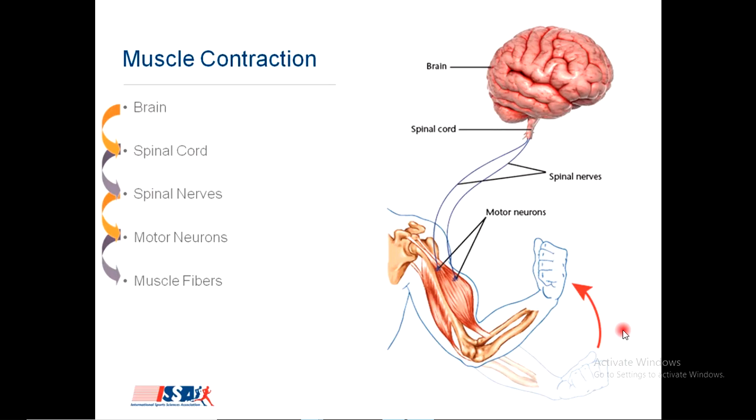Skeletal muscle contraction occurs when the brain sends out an electrical signal that travels through the spinal cord to the spinal nerves and on to the motor neurons. These neurons send an electrical current through the muscle fiber, resulting in muscle contraction.